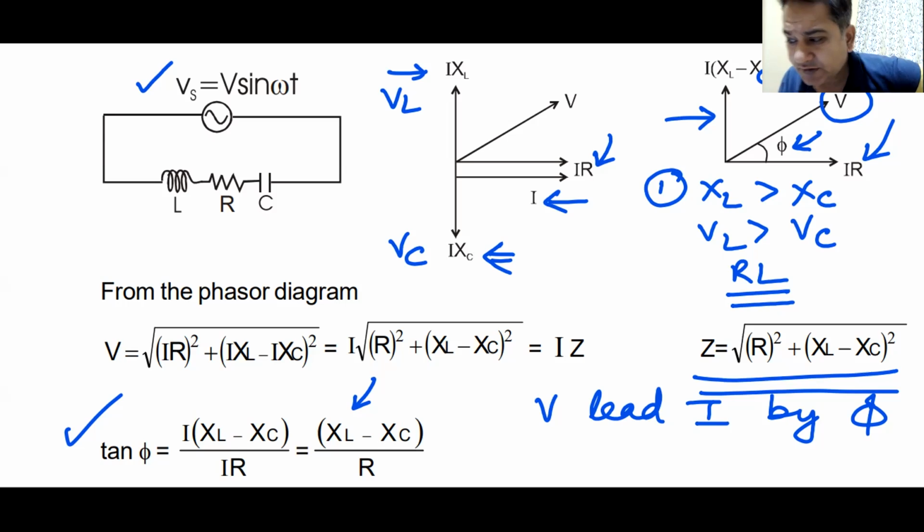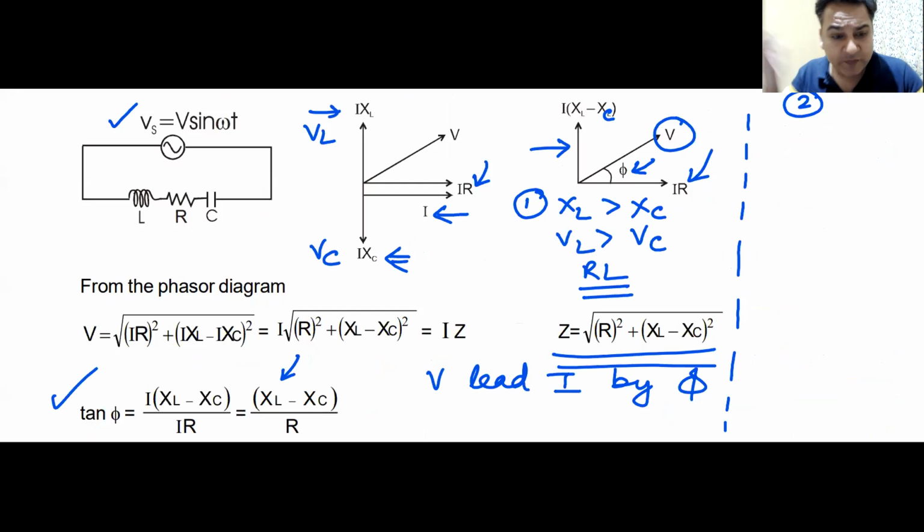I hope you have written this. Now we'll just move on to case number two. What will happen in case number two? In case number two, XC will be greater than XL.